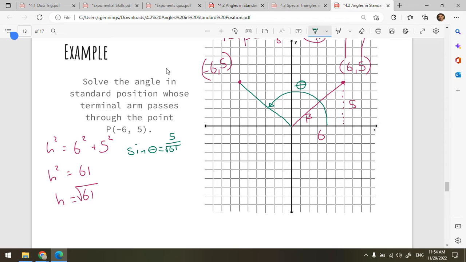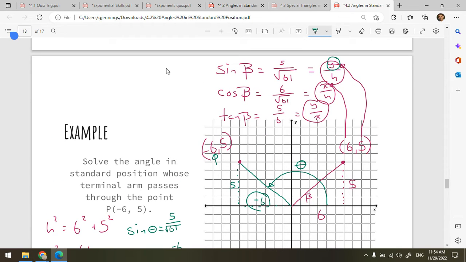Now what you can do is drop this down like a shadow and take a look here. This is 5. So that's still kind of opposite this angle. And this one over here, this is -6 there. And that would give us cosine of this angle. You could think of this as the adjacent side to that angle, but I would think of it more as the x value of that coordinate point. So that would be -6 over square root of 61.